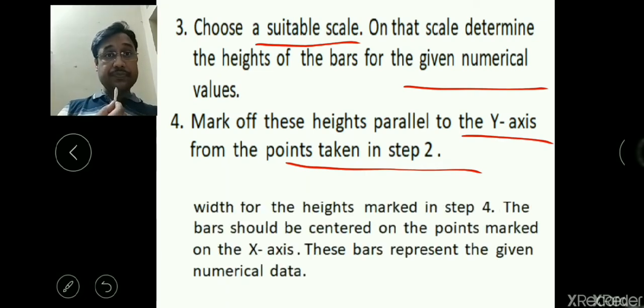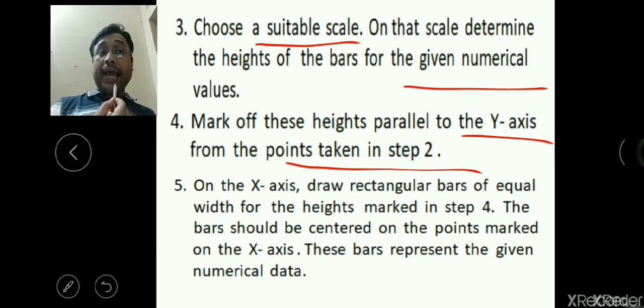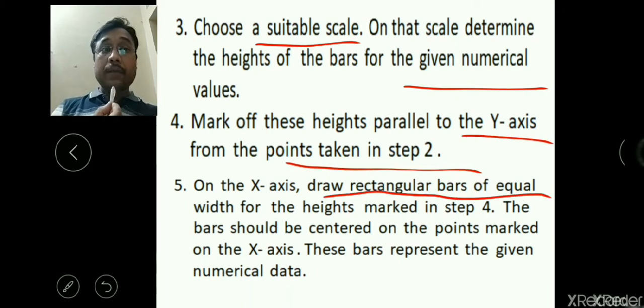Then next, on the x-axis, draw rectangular bars. You know that you have to draw the rectangular bars on the x-axis only. Draw rectangular bars of equal width. That is very important. The width of each and every bar should be equal. So the width of all the bars should be the same.